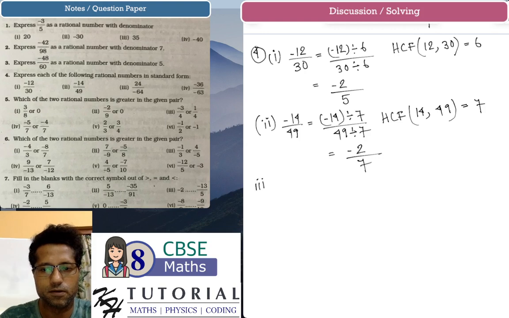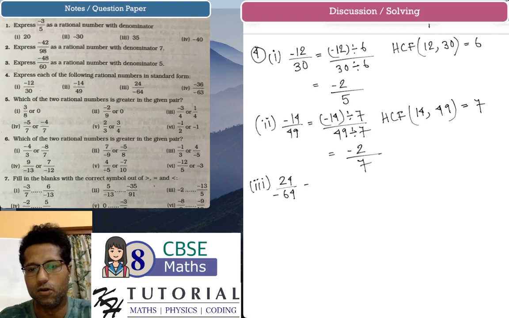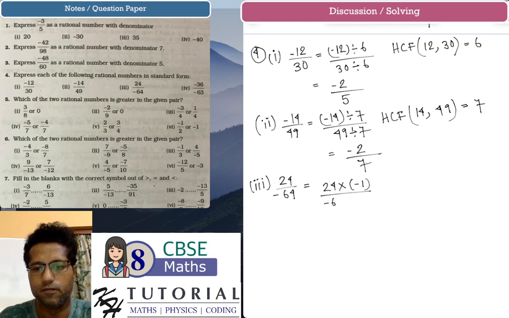Let's see part 3. It is 24 by minus 64. Now we see that the denominator is negative, minus 64 is negative. So first we have to make the denominator positive by multiplying both the numerator and the denominator with minus 1. So this becomes minus 24 by 64.